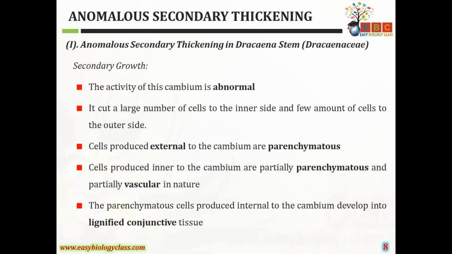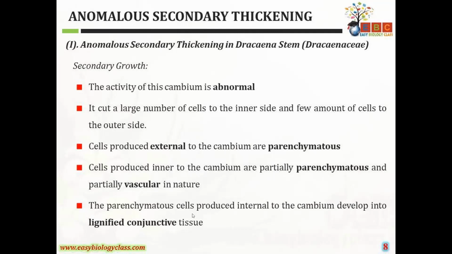Generally, in the vascular bundles region the cambium is absent. So the cells present in the cortex region become meristematic and act as a cambium, and it produces a larger number of cells towards the outside and fewer cells towards the inner side. The outer cells are parenchymatous, whereas the inner cells are partially parenchymatous and partially vascular in nature.